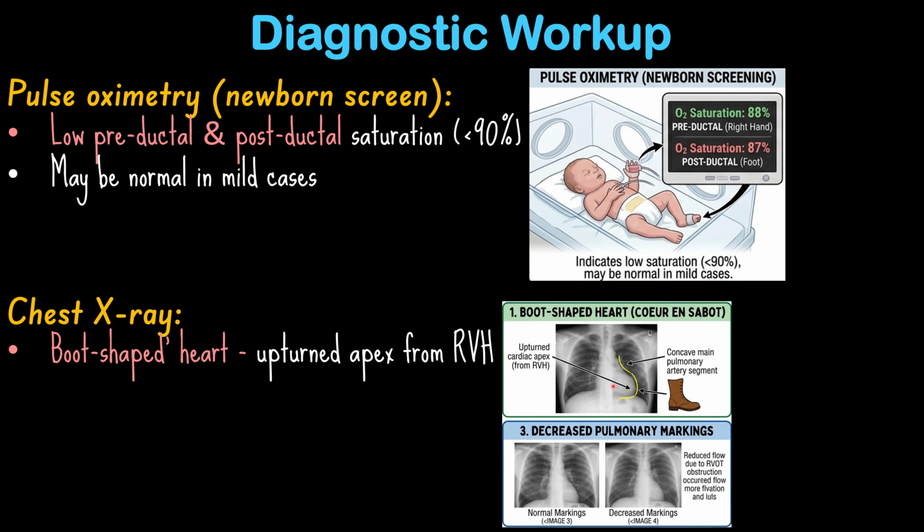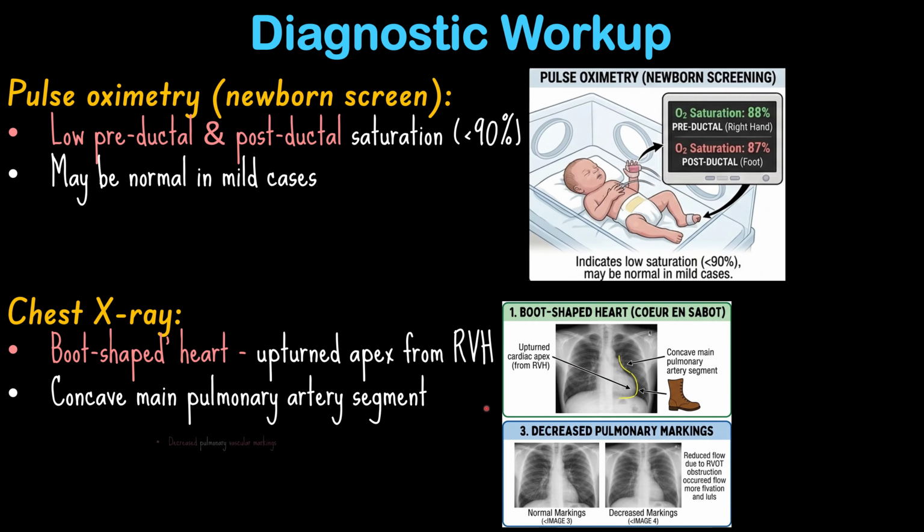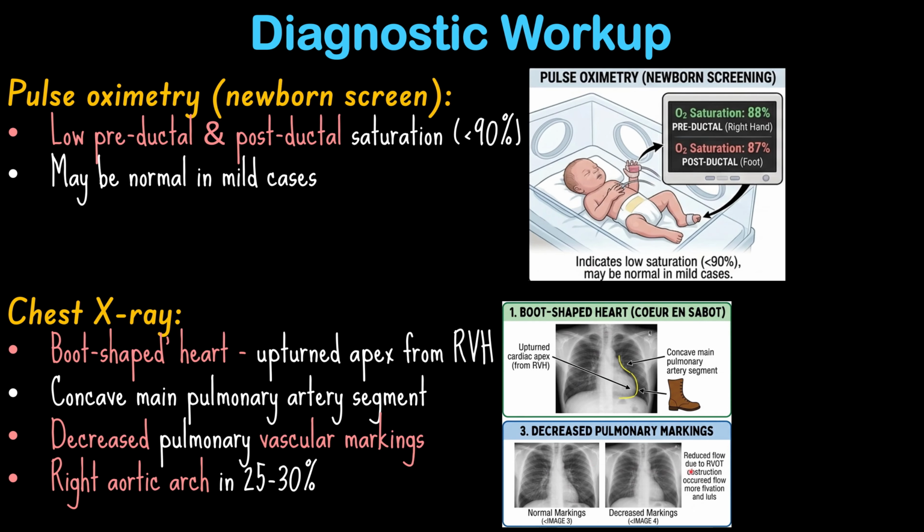This happens because the cardiac apex is upturned from right ventricular hypertrophy, and the main pulmonary artery segment is concave. Pulmonary vascular markings are decreased. About 25 to 30% of patients have a right aortic arch.